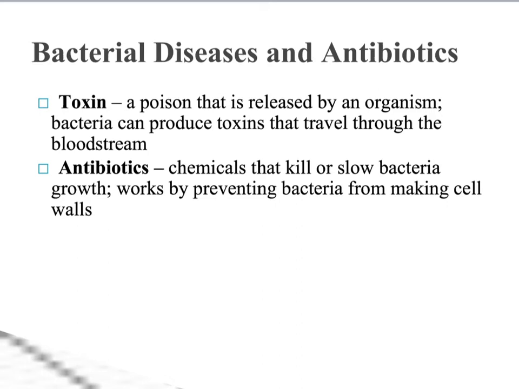Now, let's talk about toxins. A toxin is something that is poisonous, released by an organism. Bacteria can produce toxins, and those toxins are going to travel through your bloodstream, and that's bad news bears, because if something's traveling through your bloodstream, it means that it is able to get through your whole body. It's not isolated in just one area.